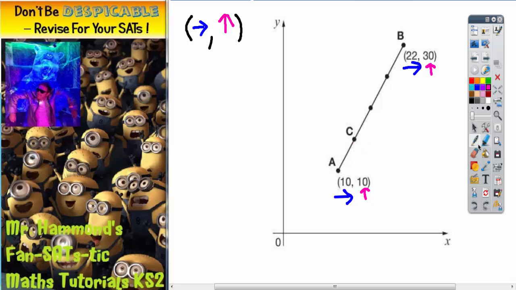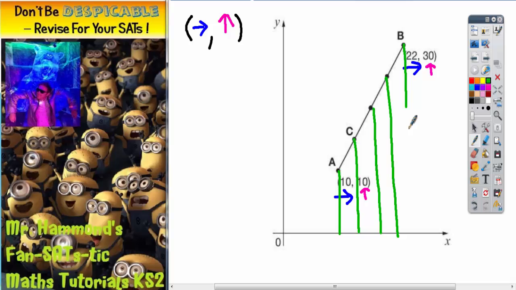But to fully understand this one, I'm going to find the coordinates of each point. The easiest way to do this is to draw lines down from each coordinate. So, line down from there, line down from there, line down from there, line down from that point, and a line down from point B. Now you might be wondering, why have I done this? Well, point A we know is 10 along, and point B we know is 22 along.